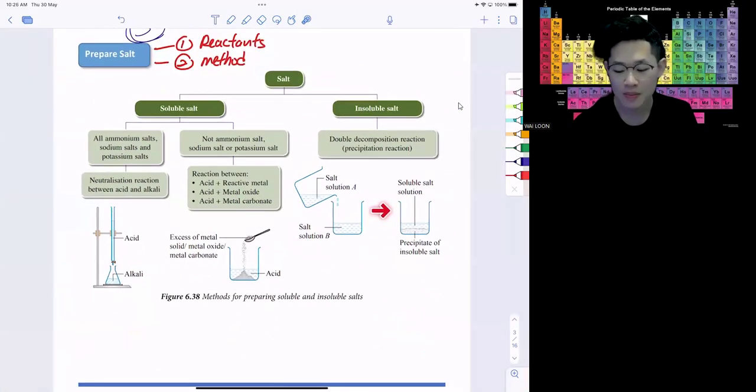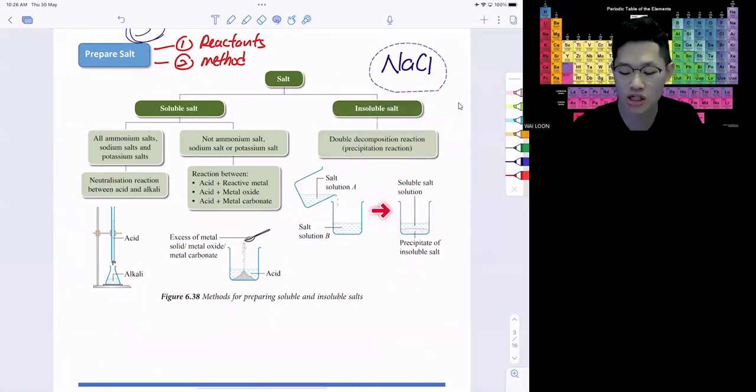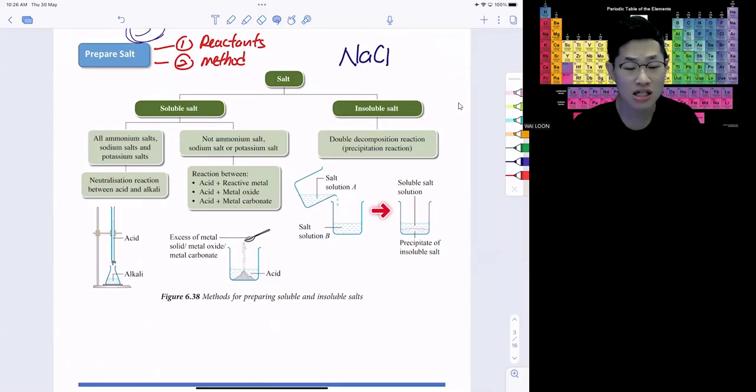Let's say I want to make NaCl, sodium chloride salt. What are the ingredients needed? This is how I do it. We start from the salt here. NaCl is the salt I want to produce. Then I start asking myself, is NaCl soluble or insoluble? Guys, left or right, soluble or insoluble? Yeah, very good, soluble, correct. So it comes to the left-hand side.